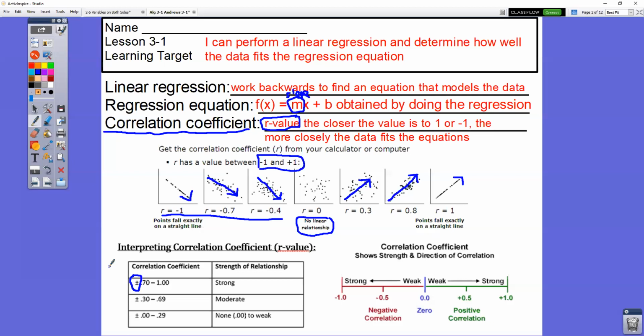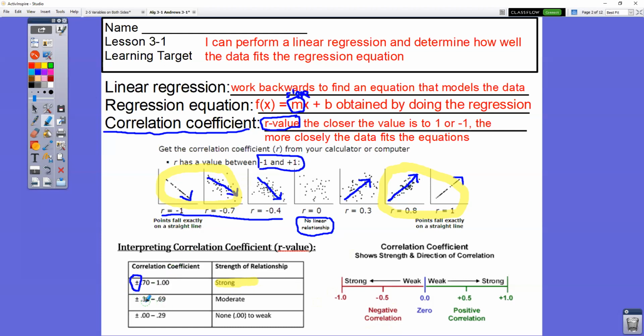So we're talking about a positive 0.7 to a positive 1, and we're talking a negative 0.7 to a negative 1. So if it's anywhere in between here, from the negative 0.7 to the negative 1, or the 0.7 to the 1, that represents a strong relationship. That means the dots are very close together. They're very closely related. That represents a strong relationship.